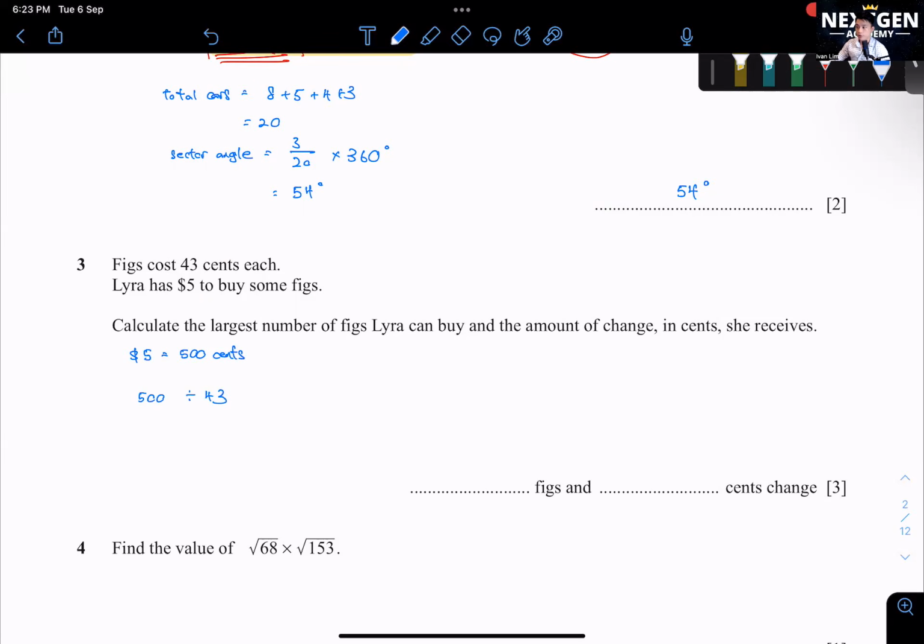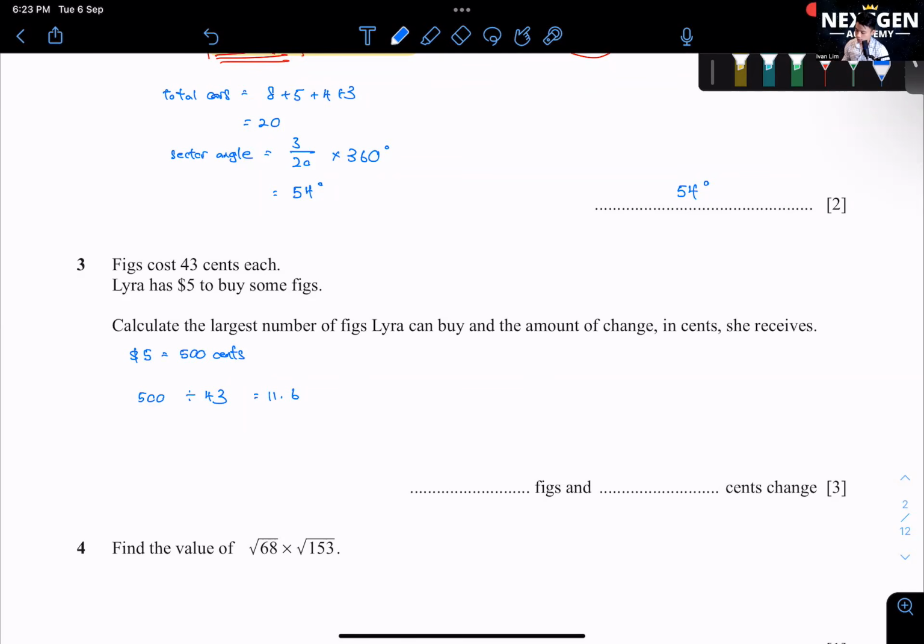Okay, 500 divided by 43, you'll get 11.6. So I can buy 11.6. Can you take 5 divided by 0.43? Can also, Yannick. Very good. So we can buy 11.6 fixed, right?